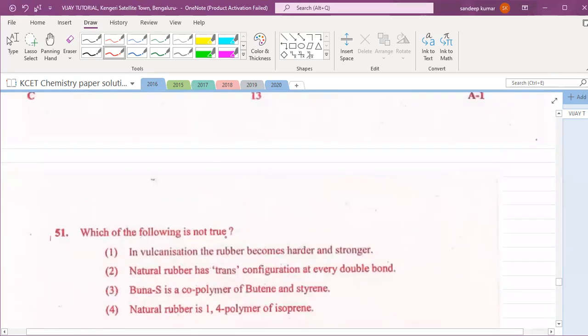51. Which of the following is not true? In vulcanization, the rubber becomes harder and stronger. Natural rubber has trans configuration at every double bond. Buna-S is a copolymer of butadiene and styrene. And natural rubber is a 1,4 polymer of isoprene. Which is not true? This one is not true.